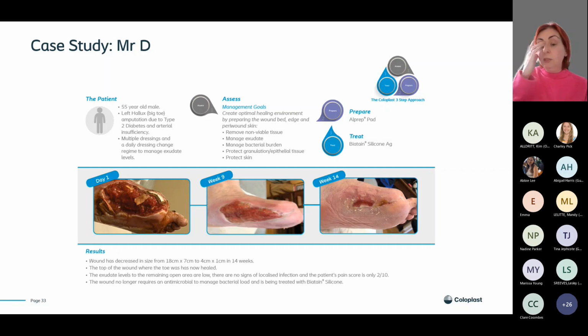The top end of the wound that you can see in week 14 has now healed. The exudate levels to the remaining open area of the wound are now low. There are no signs of infection, and the patient's pain score significantly reduced. The wound doesn't need an antimicrobial dressing anymore and is treated with biotin silicon without silver, which again is a conforming dressing and manages the exudate that's coming from the wound really effectively.